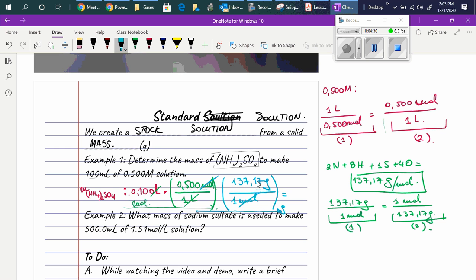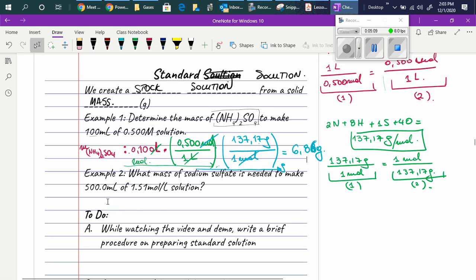Now in your calculator, 0.100 times 0.500 times 137.17 will be 6.86 grams of ammonium sulfate, not 6.89, 6.86 grams, which are needed to be mixed into the 100 milliliters of a solution to create a solution of 0.500 molarity. Let's see now the second example.